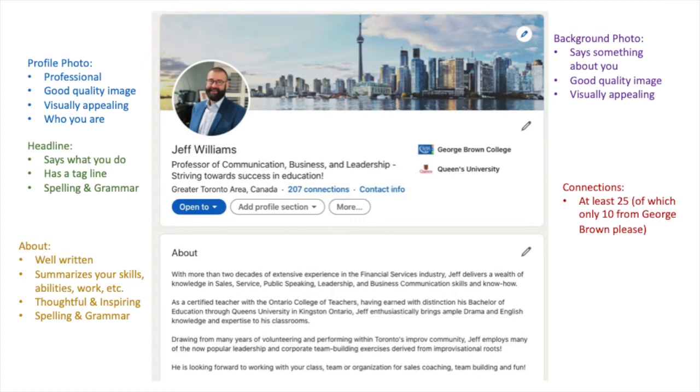Pay attention to that. You need to have at least 25 connections, and of those 25 connections, only 10 can be from George Brown, please. So if you already have 25 connections, but they're all from George Brown, you need to make an effort to connect with 15 other people. All you need to do is find some people that are in the industry that you want to connect to and send them a message and say, I'd like to connect with you.